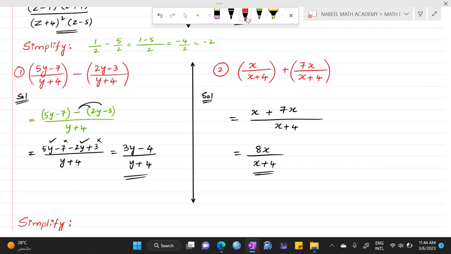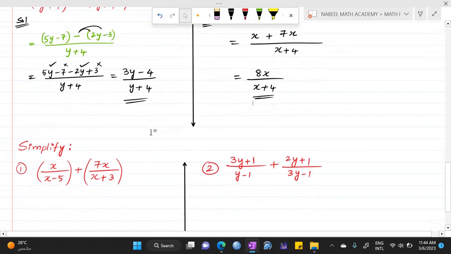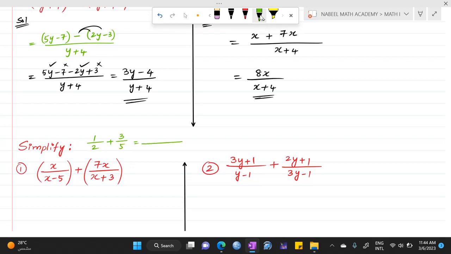Now the next one, the last type of problem in this chapter, is the different denominator. So whenever you have different fractions, how will you add the fractions? Suppose you have 3 over 5 plus 1 over 2, how will you simplify this? First multiply the denominators, which gives 10. After that, cross multiply. 5 into 1 is 5, and 3 into 2 is 6. So the answer will be 11 over 10. We are going to follow the same rule to simplify this rational expression.